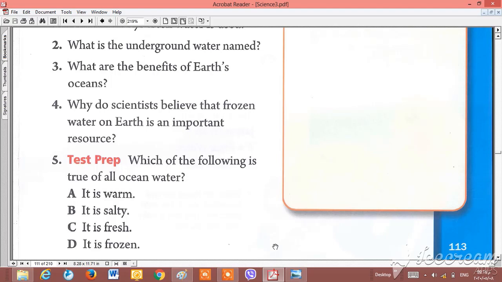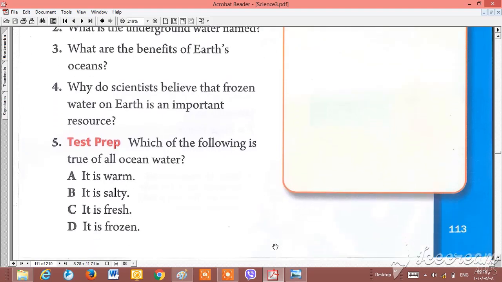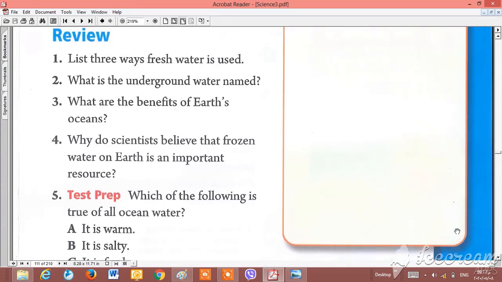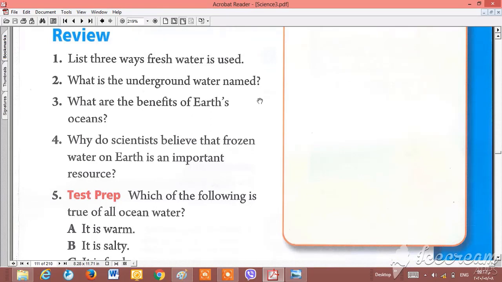Okay, today we will continue our lesson that we studied. Open your books at page 113. 113, okay? And we have a review for lessons that we studied. Review, you can write down any answer here or in your notebook. Okay, question 1, list 3 ways fresh water is used.